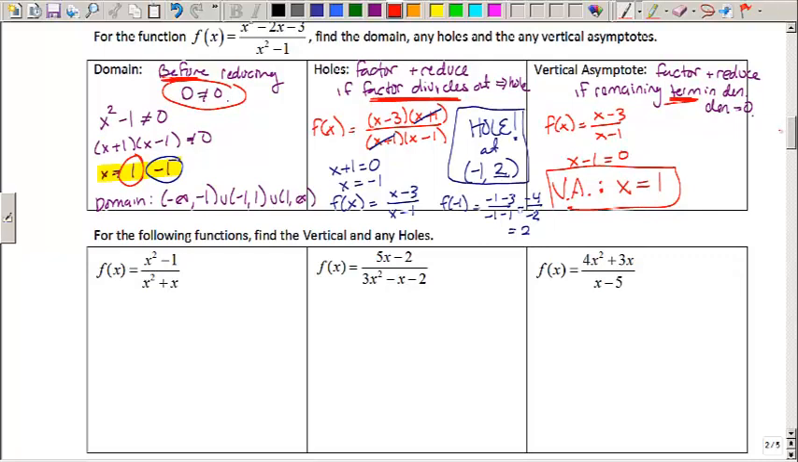Let's do 3 more examples here. I'm not going to have you find the domain this time. I'm just going to have you find the vertical asymptote and the holes. So I'm going to factor the numerator and factor the denominator of my first example.